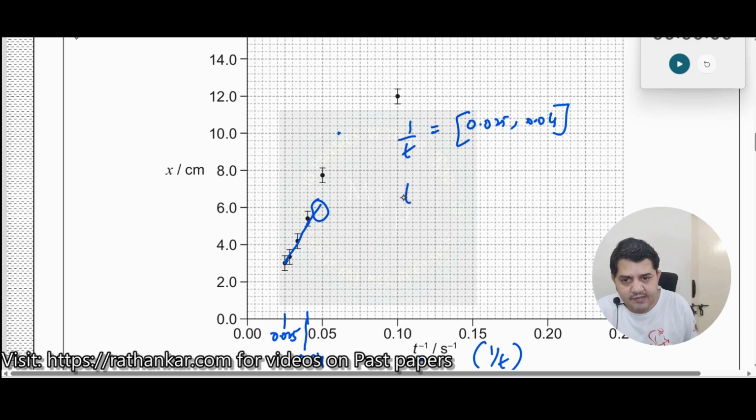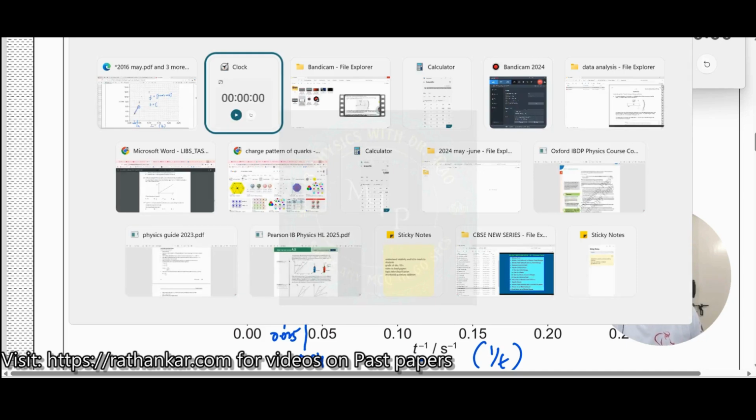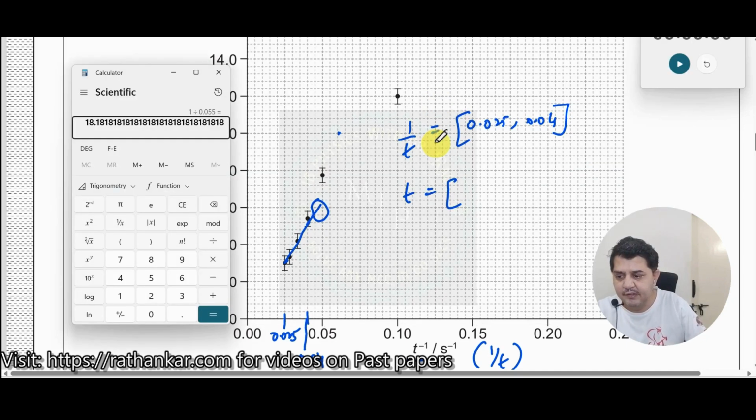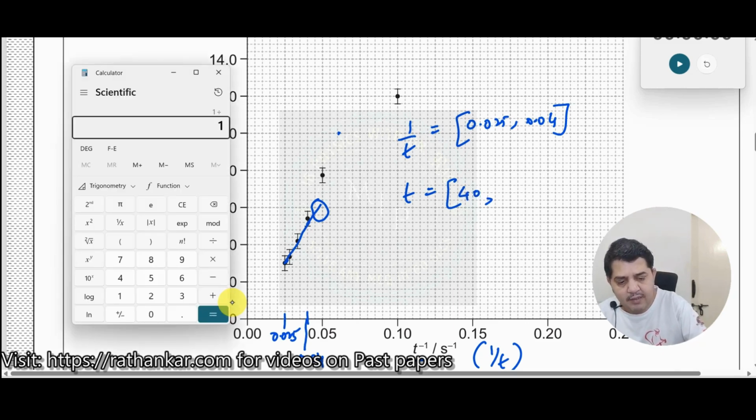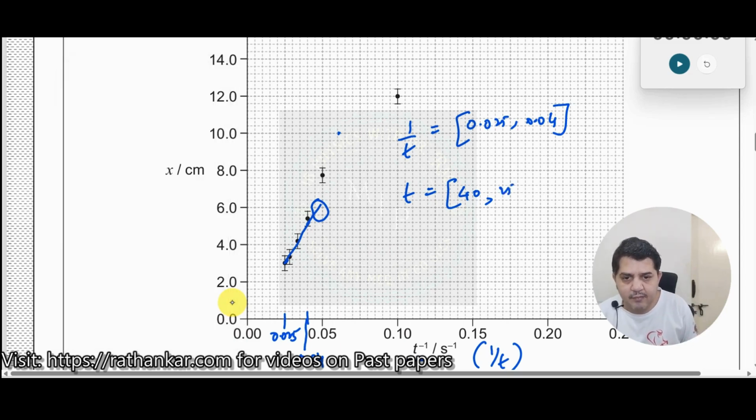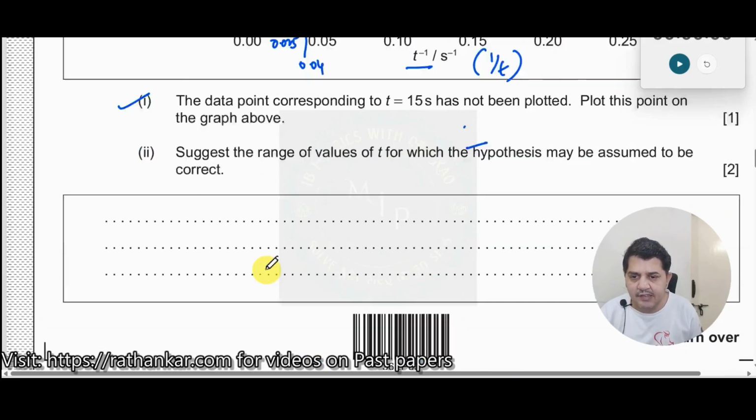Okay, in other words, for the values of t, now what is the value of 1 by 0.025? Let us find out this value. This is 1 divided by 0.025 is equal to 40. 1 by 0.04, what is that value? 1 divided by 0.04 is equal to 25. Which means this hypothesis is true only for values of t lying between 25 to 40. For the rest of the values, it is not true.